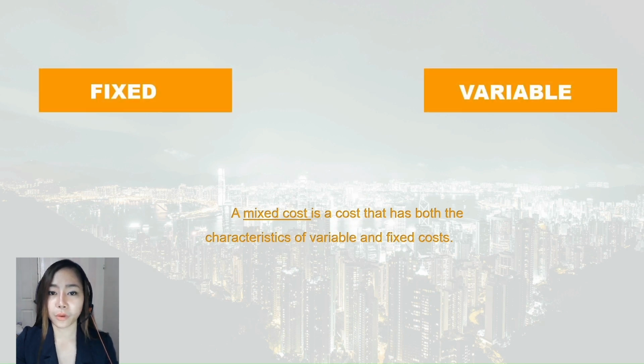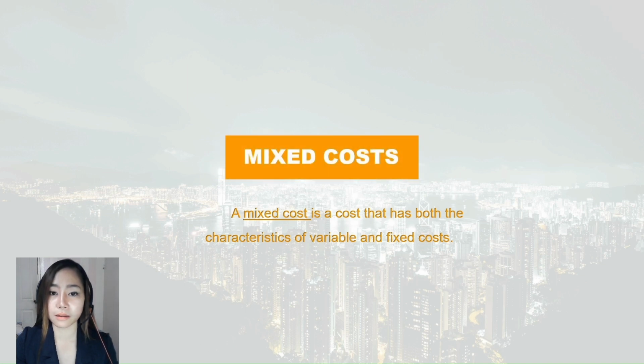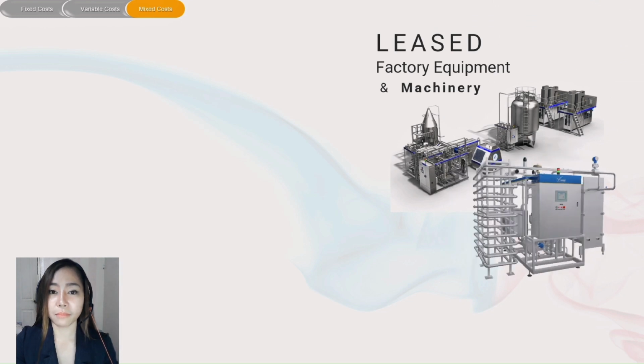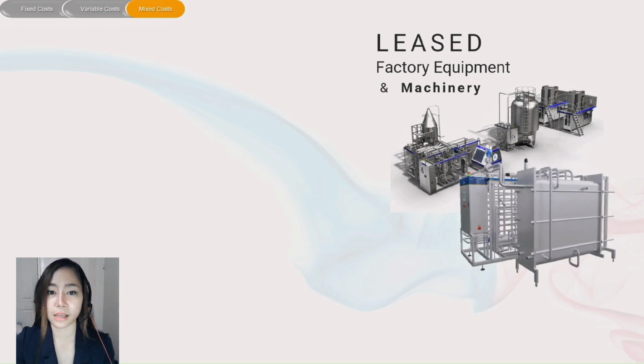So mixed costs are a combination of your fixed and variable cost, meaning that it has a component that increases or decreases with the level of activity. It also has a component that stays as is no matter what the level of activity is. So accountants look at your factory overhead account to find your mixed costs. And factory overhead contains all your manufacturing costs except the direct materials and direct labor. Some mixed manufacturing costs originate from your leased factory equipment and machinery, and a mixed cost contains a fixed base rate and a variable rate that fluctuates with use.